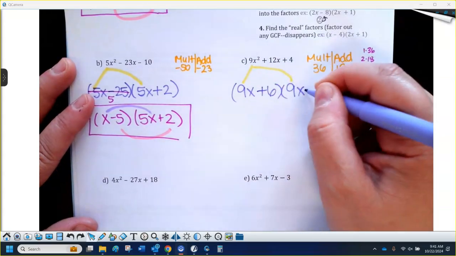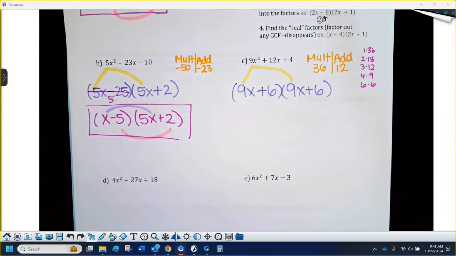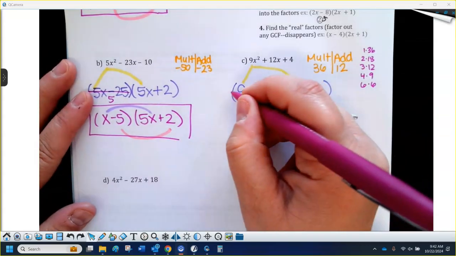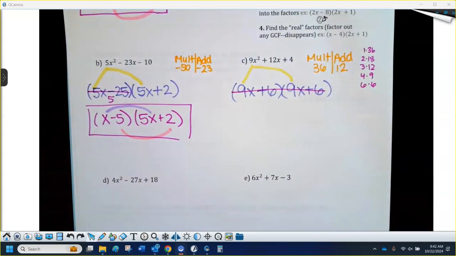All right, so plus 6 plus 6. Now, not the right answer, right? 9x times 9x is 81x squared. That's totally wrong. However, both of these factors, this is kind of weird, both of these factors are identical. What do 9x and 6 have in common? 3. All right, so neither one of these is the correct factor.